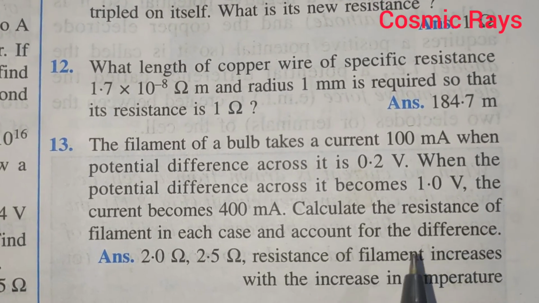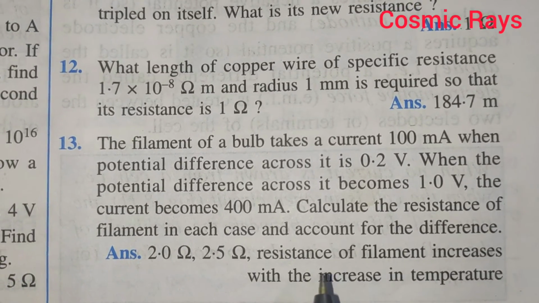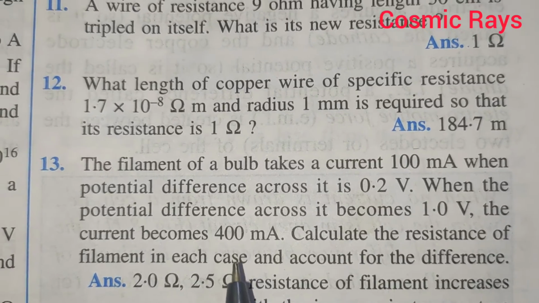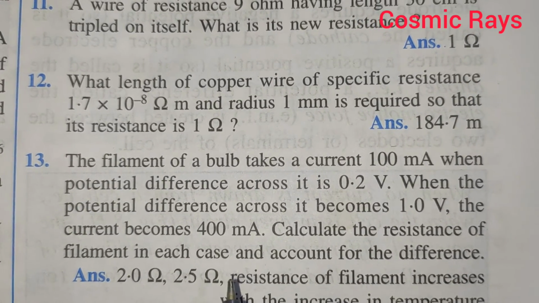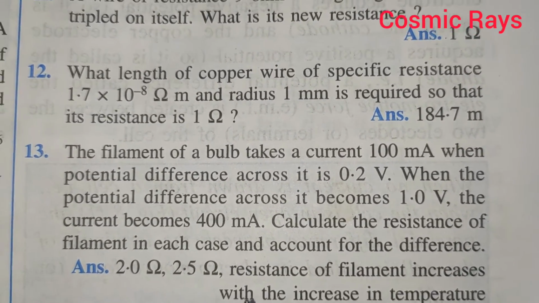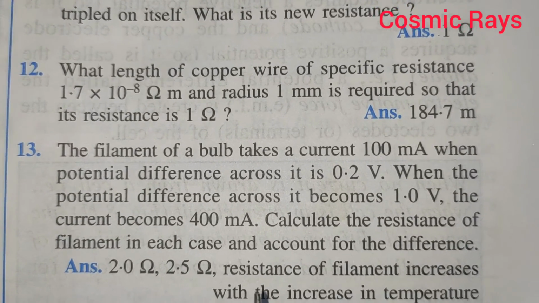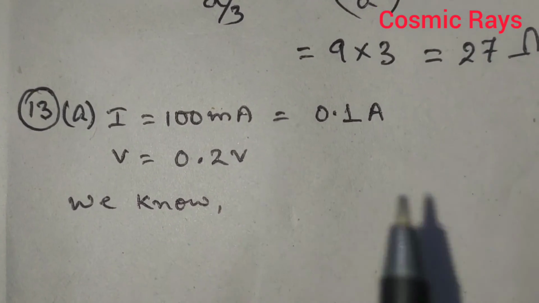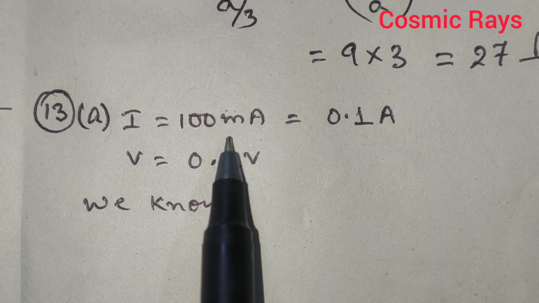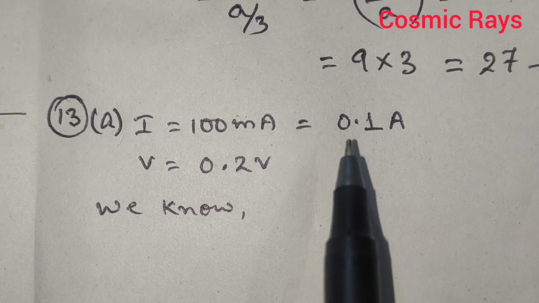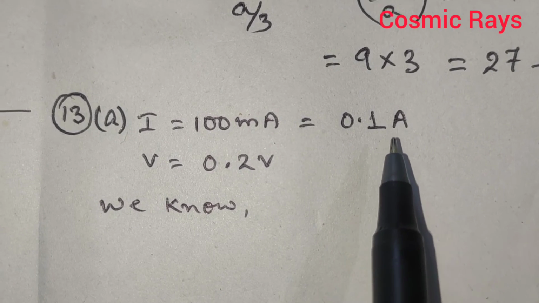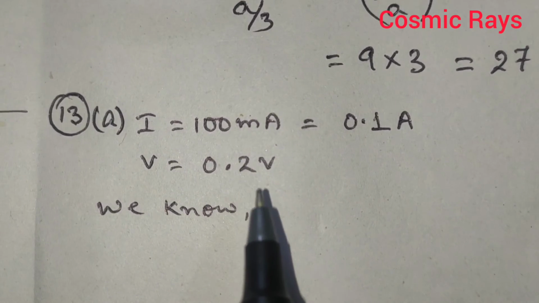Now we will calculate the resistance in each case. The difference is, once the current increases, then automatically the temperature will also increase, and if the temperature increases, the resistance will also increase. So let's write the given things here. For the first part, the given current is 100 milliampere, divided by 1000 to convert it into ampere, that is 0.1 ampere. Potential difference is 0.2 volt.